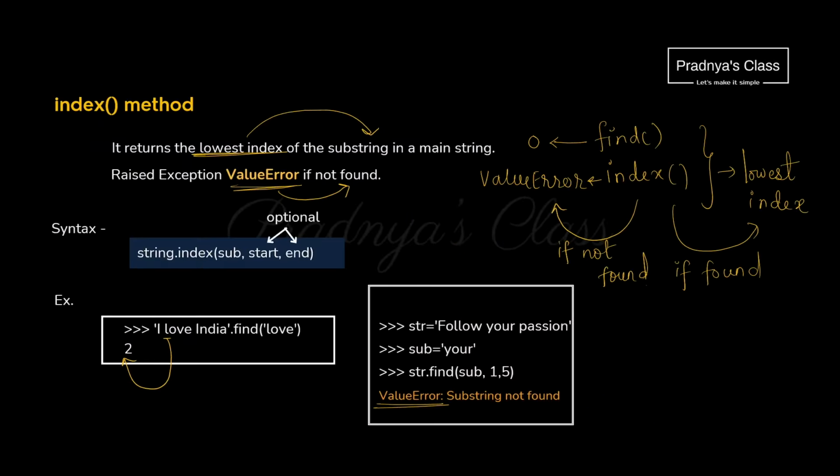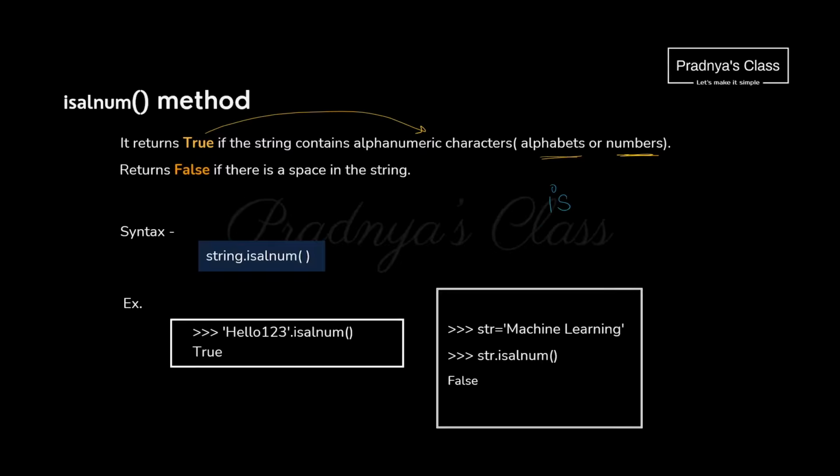Here is one more method, that is index. It also does the same task. But what is the difference? If you cannot find the string, then you will get a value error. It is an exception. That is the difference between find and index. If the given string is not present, you will get -1 in case of find, whereas index will give the value error.